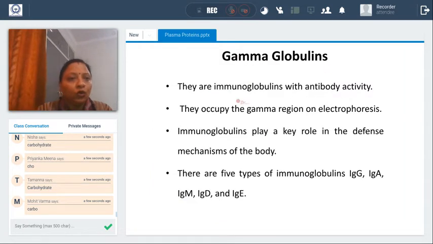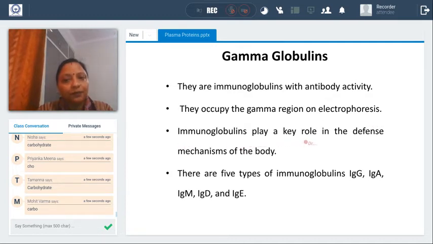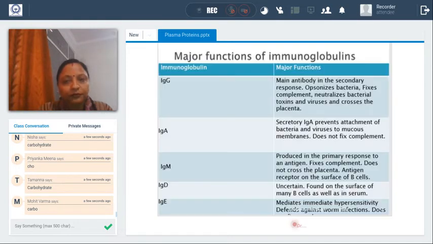Gamma globulins. You all know about these gamma globulins. They are immunoglobulins with antibody activity. They occupy the gamma region on electrophoresis. Immunoglobulins play a key role in the defense mechanism of the body. There are 5 types of immunoglobulins: IgG, IgA, IgM, IgD, and IgE. These are the major immunoglobulins and their functions. You all know about these.